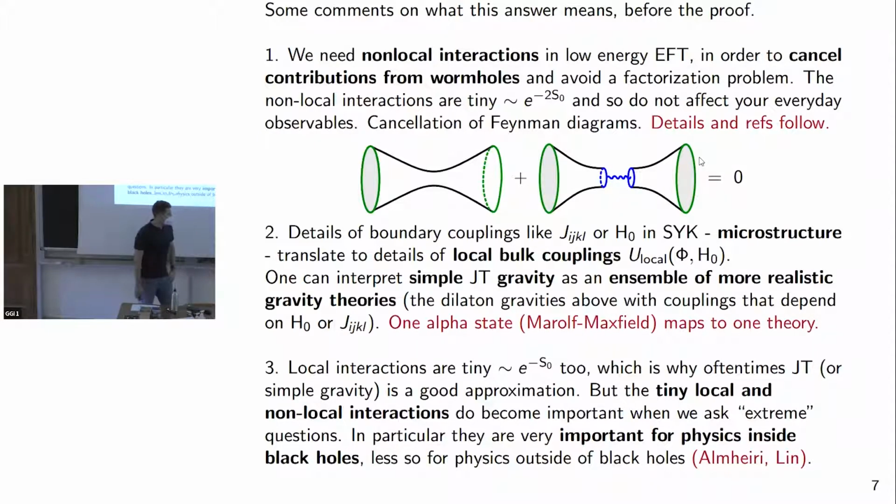Okay, so the last comment on this slide was that the local interactions are tiny too, which I think they need to be, because the simple theories of gravity, as we all know, are often a very good approximation. A lot of things can be computed even with just classical gravity saddle points, and those should still be valid. The tiny local and non-local interactions that we include here only become important when we ask extreme questions, like we wait for super long times, or we probe in or near black hole interiors. And then you should see the fine print coming out.